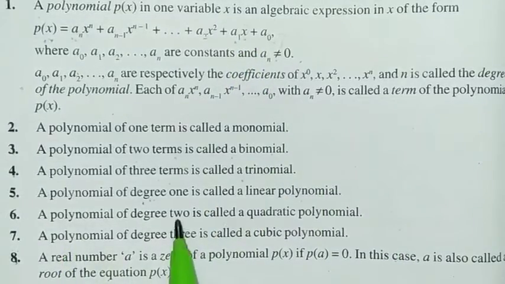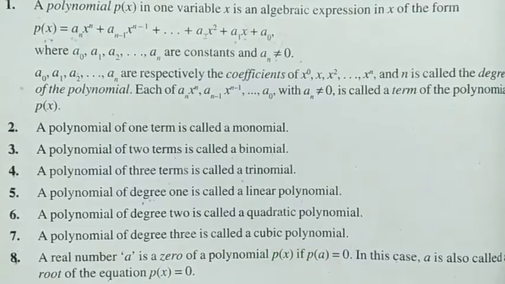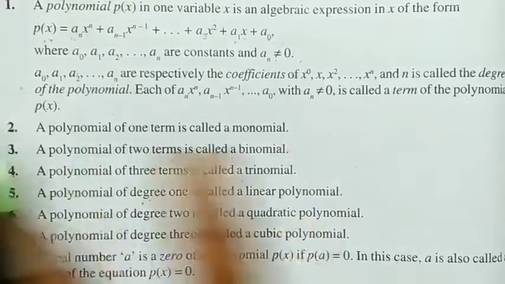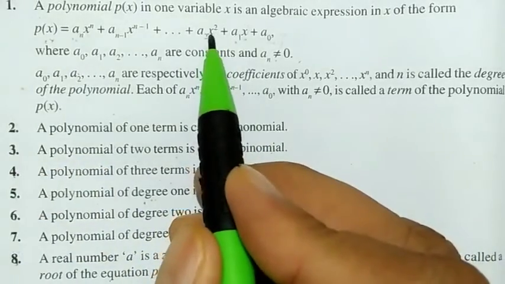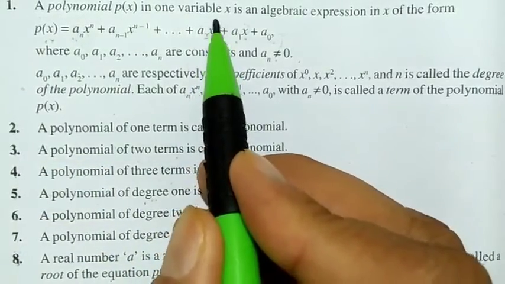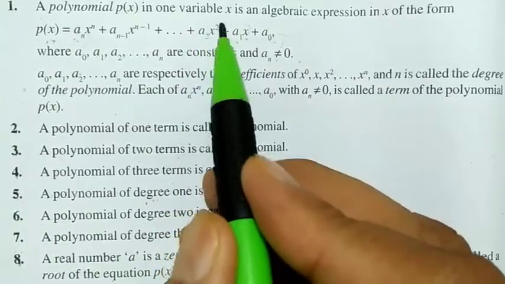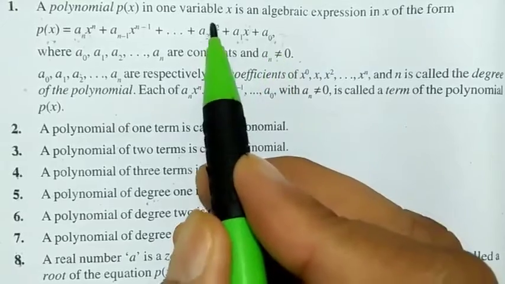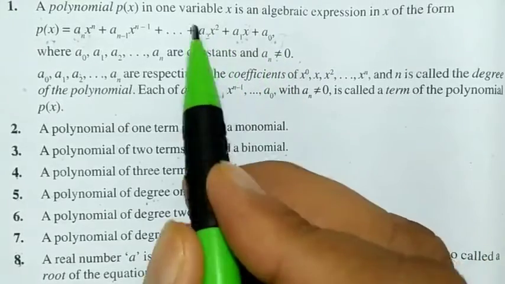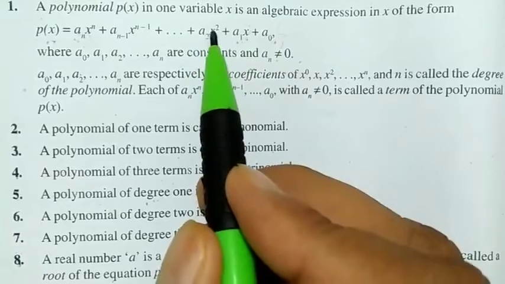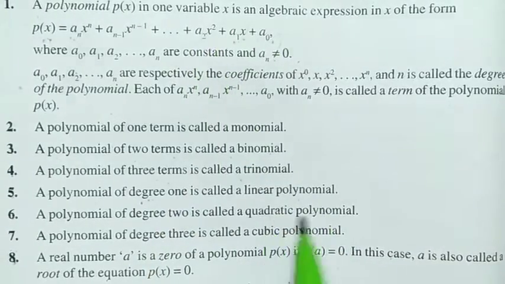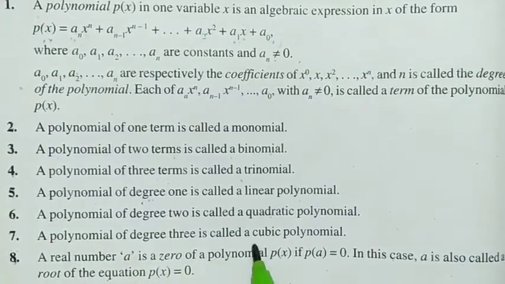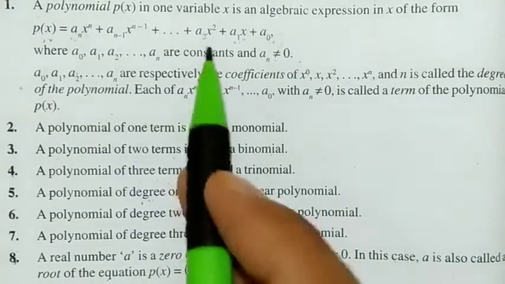Similarly, a polynomial of degree 2 is called a quadratic polynomial. Here the degree is given, the number of terms can be any, but the degree is 2. Degree 2 means the highest power is 2. So either this can be given, or this plus this, or this plus this, because the highest power of the variable is 2 in all these cases. So the degree is 2, and that is called a quadratic polynomial. Similarly, a polynomial of degree 3 is called a cubic polynomial, meaning the highest power is 3.